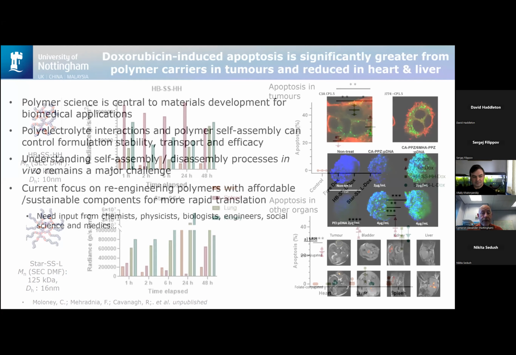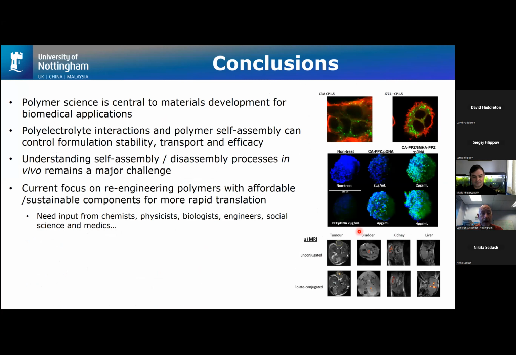Okay, so just to conclude, as I would say this to an audience of polymer scientists, synthesis is central to materials development for biomedical applications. And looking at how polymers are structured, how they interact with RNA or interact with cancer drugs is really important in terms of whether our formulations can be stored for a long time, whether they can be injected into particular sites or particular routes. But we still don't understand a lot of the components of how polymers and RNA assemble, how they disassemble, and certainly how they behave in vivo. That's still a major challenge.